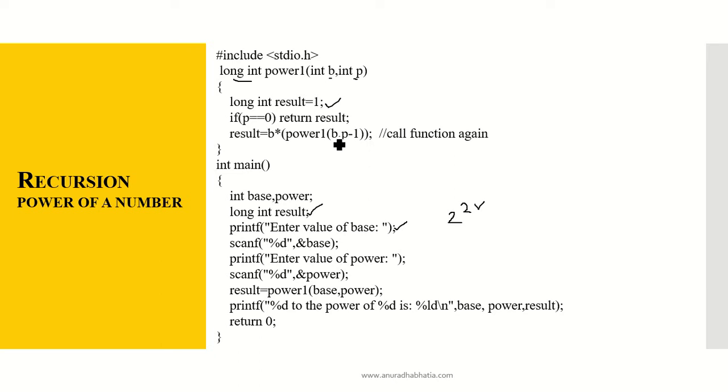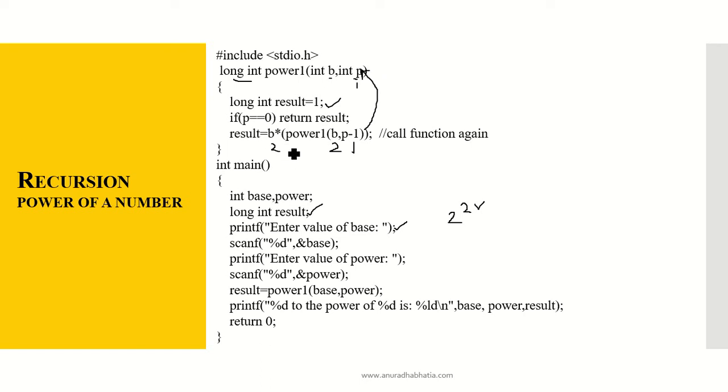So this will continue. Now b remains the base 2. Next will be power of 2 and p minus 1, which will be 1. So b is 2 over here. Power of 2 and 1, this will be returned over here. So it will go back here. And you will see now b is 2 and p has the value of 1 when I give a call back over here. So it again enters over here.